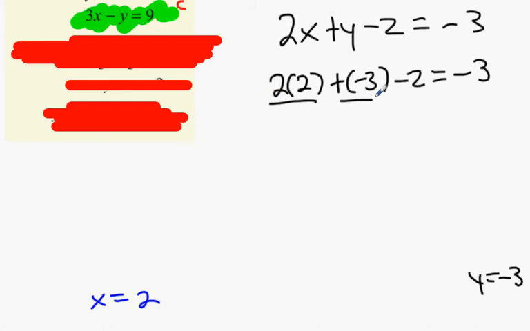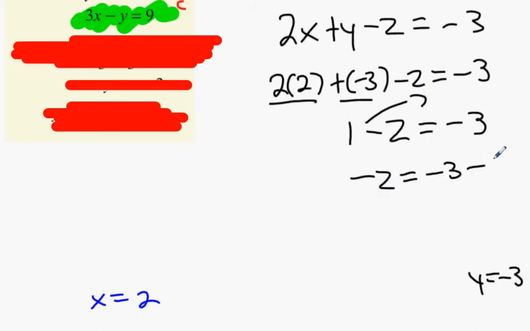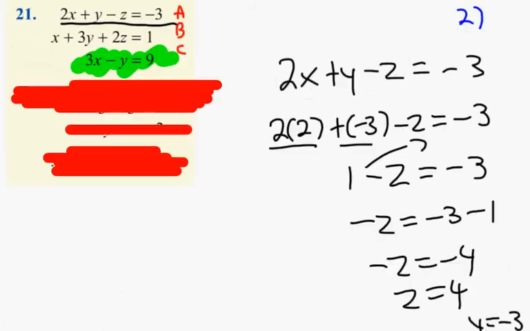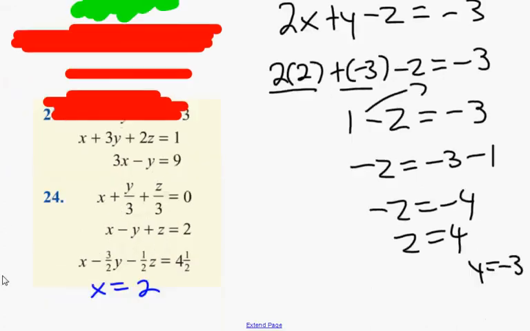2 times 2 minus 3 is 1. 1 minus z equals minus 3. Bring the 1 over the other side. Minus z equals 4. Okay. Simple. Okay, last one. The second one. Okay, yeah. Just move this down. That's probably the best way to do it.